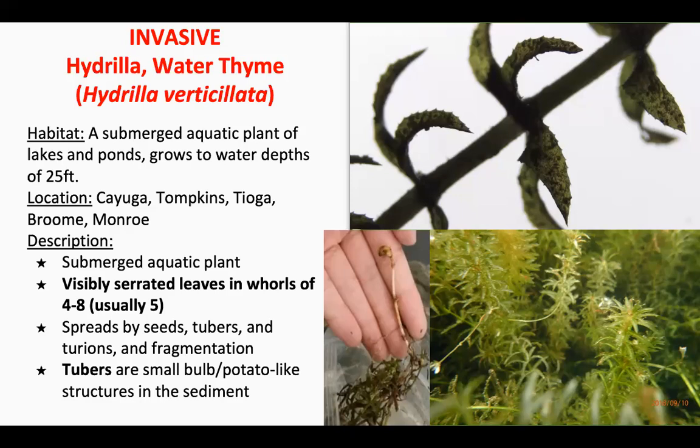So the first one is hydrilla. It's invasive. It has visibly serrated leaves that are in a whorl of normally 4 to 8, but in our region, it's normally 5. So that top photo there shows the whorl of leaves. They're in 5, and they have that toothed edge. And basically, if you see those characteristics, you can almost guarantee it's hydrilla.